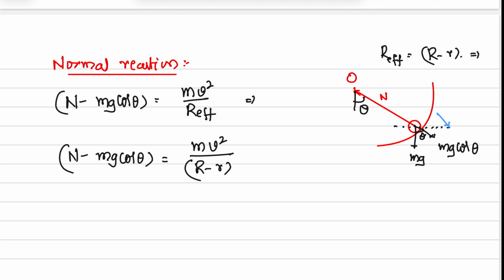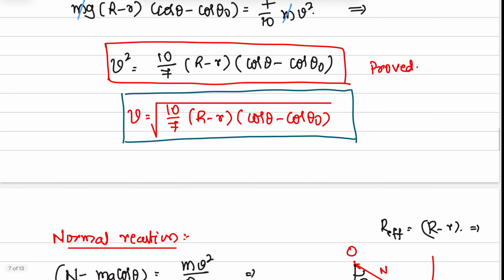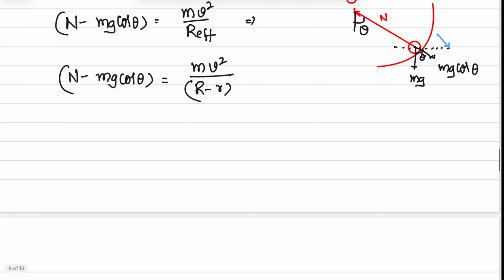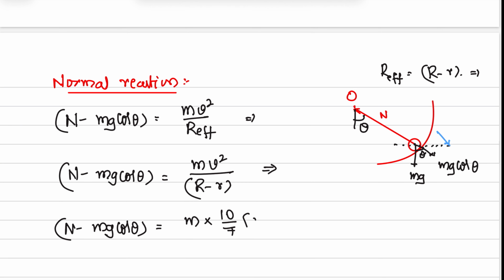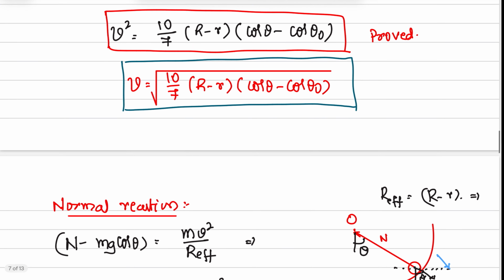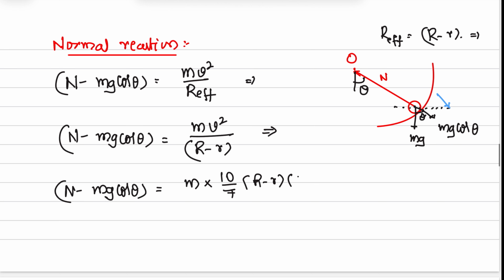And we know the value of v square, 10 by 7 into R minus r into cos theta minus cos theta naught. That implies N minus mg cos theta is equal to m into 10 by 7 into R minus r into cos theta minus cos theta naught, whole divided by R minus r.